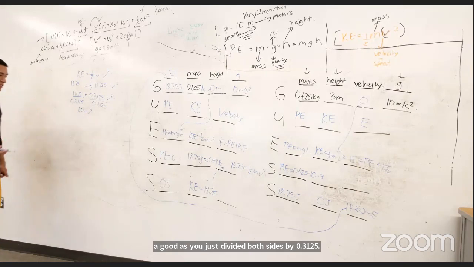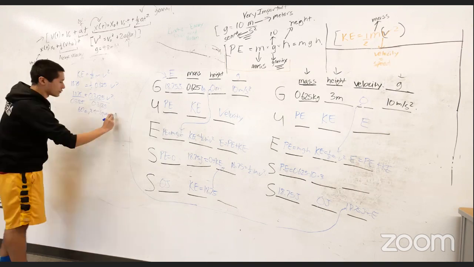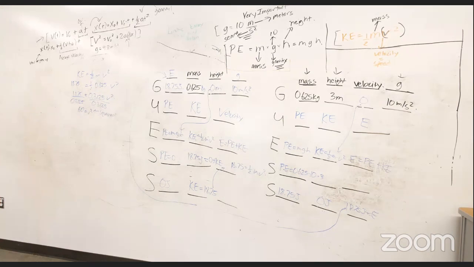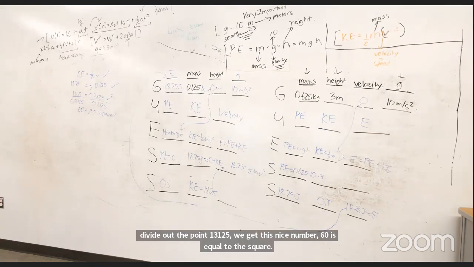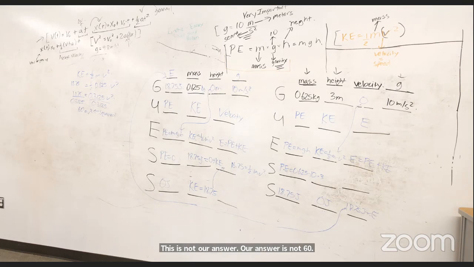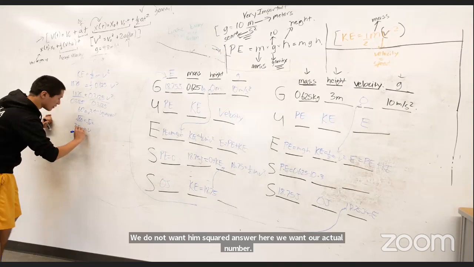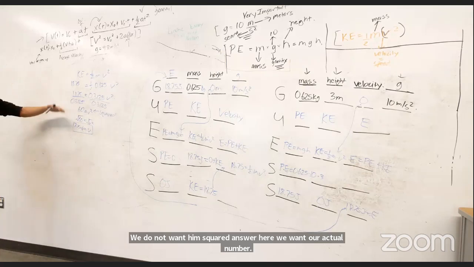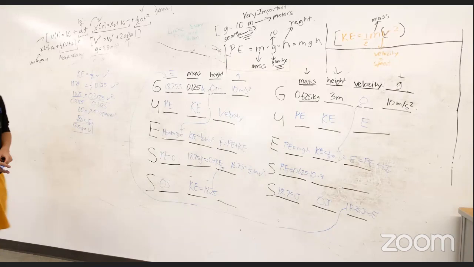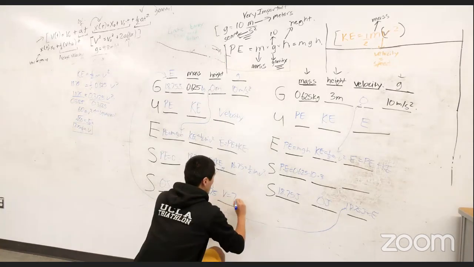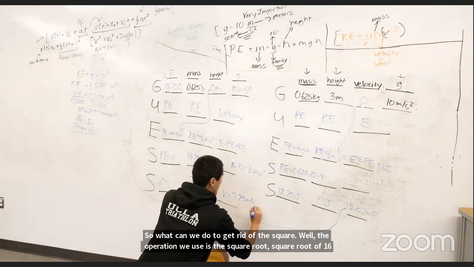Because this velocity is squared. We do not want a squared answer here. We want our actual number. So what can we do to get rid of the square? The operation we use is the square root. So the square root of 60 gives the square root of v squared, and we get that our velocity is 7.75 meters per second. This square root step can be very challenging, so I'm just showing you how we can do it. Our velocity is 7.75 meters per second.